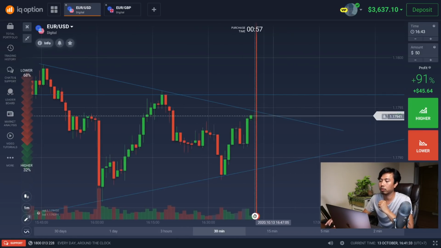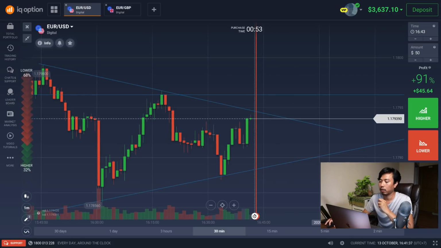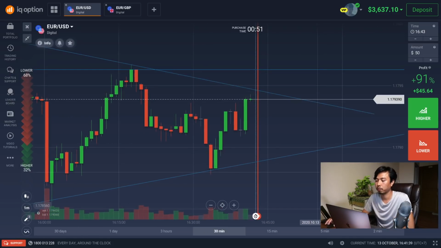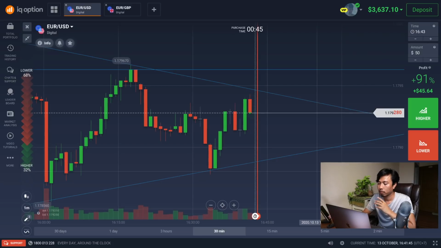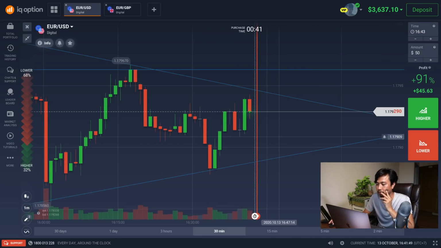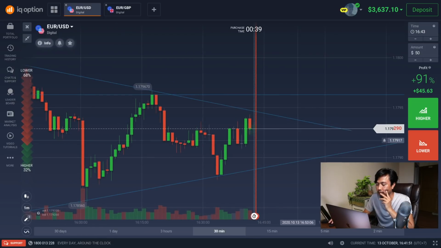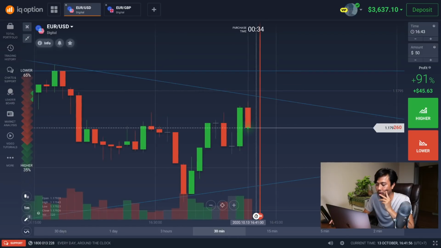I'm waiting for this to touch and then fall back, and then I'll go on short. Okay, let's see. It's falling back. I know that there is going to be a fall back here. How strong it is on the sell.